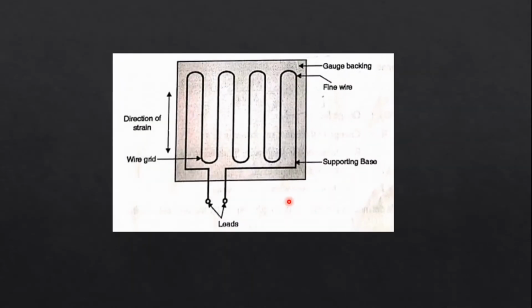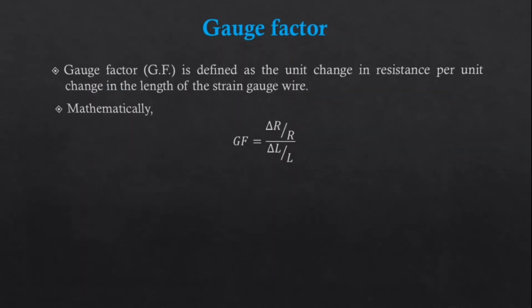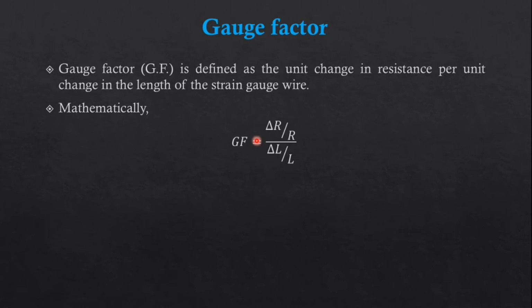Now moving forward, we are going to see the gauge factor. This is a very important term with respect to your theory and in your examination also. The gauge factor, that is GF, is defined as the unit change in resistance per unit change in the length of the strain wire. Gauge factor is defined as the unit change in resistance, that is delta R by R. So over here delta R is the change in resistance divided by the actual resistance before force is applied on the gauge.